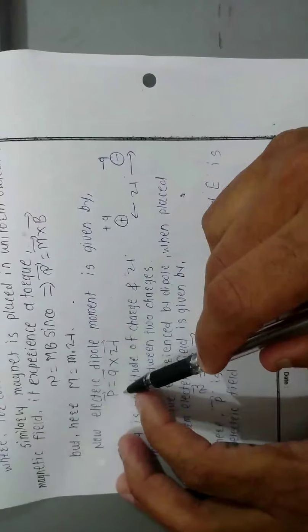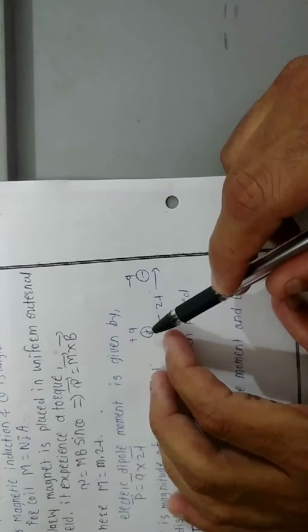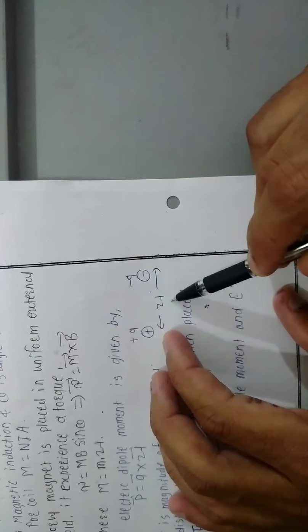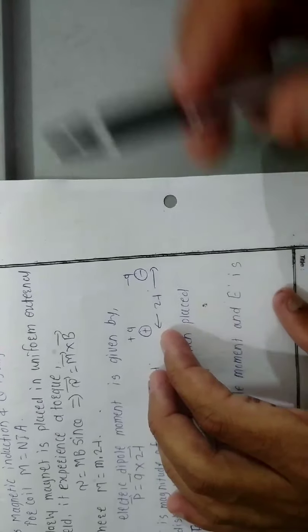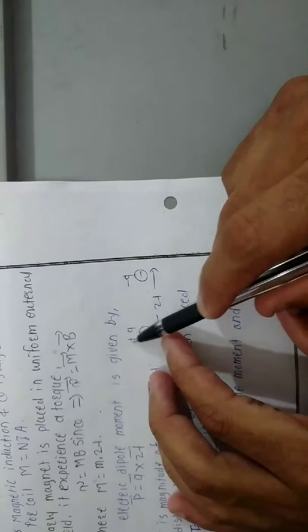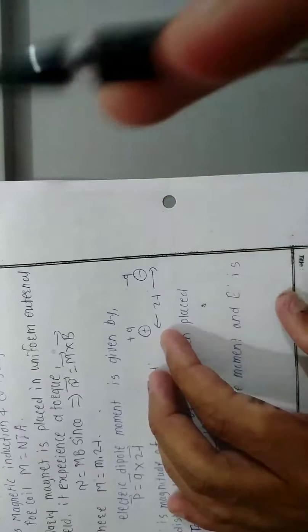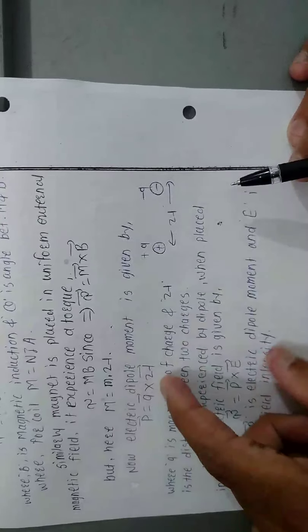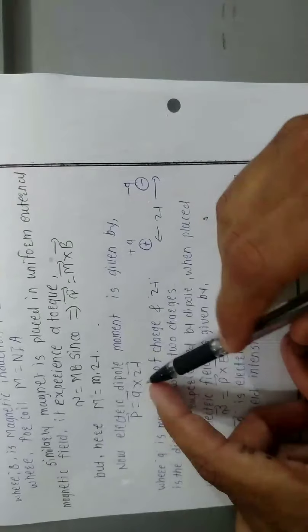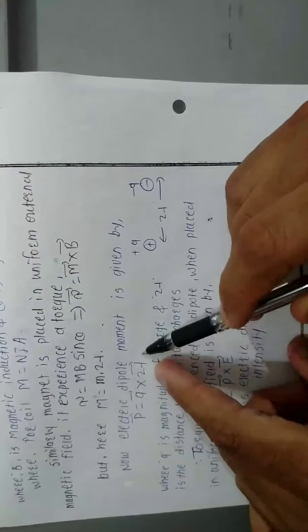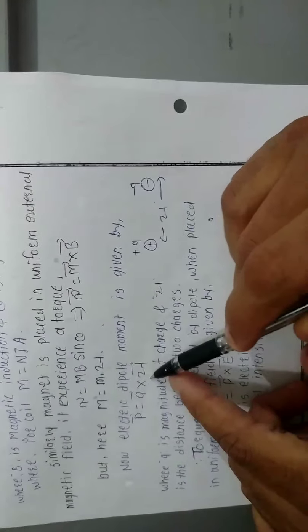Electric dipole moment is P equals Q times 2L. What is a dipole? Two charges, a positive charge and a negative charge, separated by a small finite distance, form a dipole. The magnitude of each charge is Q, and the distance between the two charges is 2L. So what is electric dipole moment? It is the product of the magnitude of one charge and the distance between the two charges.